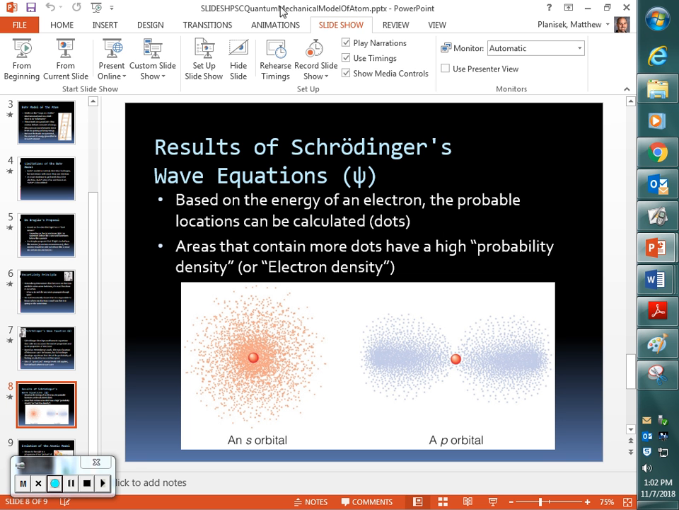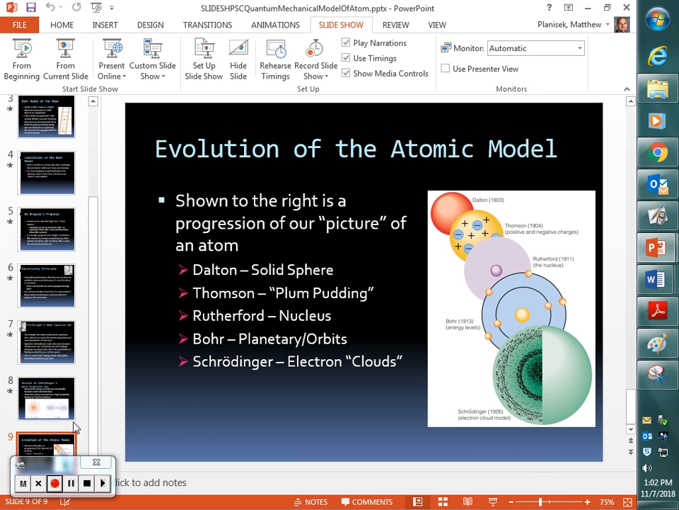So this picture at the bottom of your outline, on the back side of the outline from yesterday, is sort of like a timeline. The first picture that shows up is from Dalton and Dalton's atomic theory. What did Dalton say about atoms? That they are a solid sphere. That's sort of what a picture of what Dalton thinks an atom would look like.